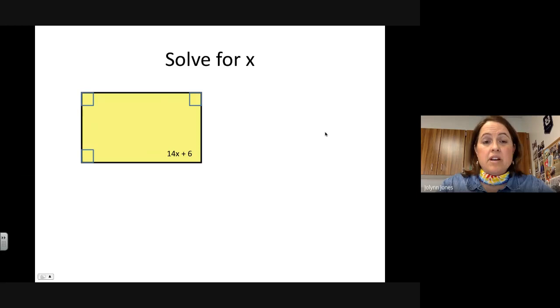Same thing with this one. We could say that all of these angles have to add up to be 360 degrees. So this one has to be 90. So I could say 14x plus 6 equals 90, and then I could solve for x.